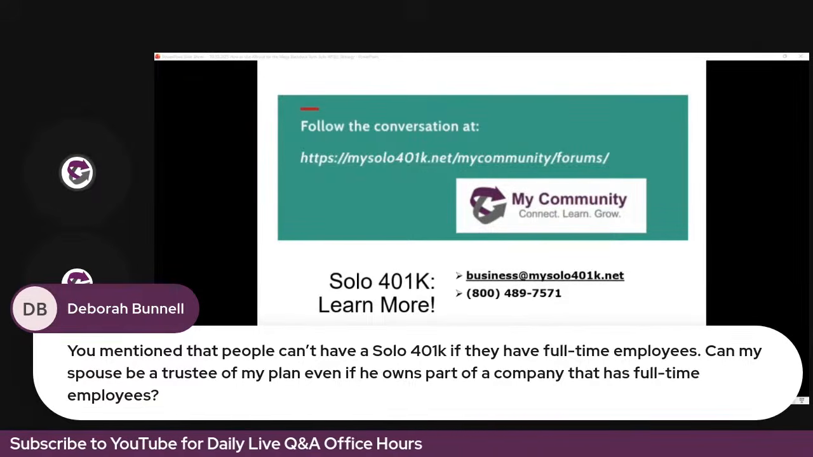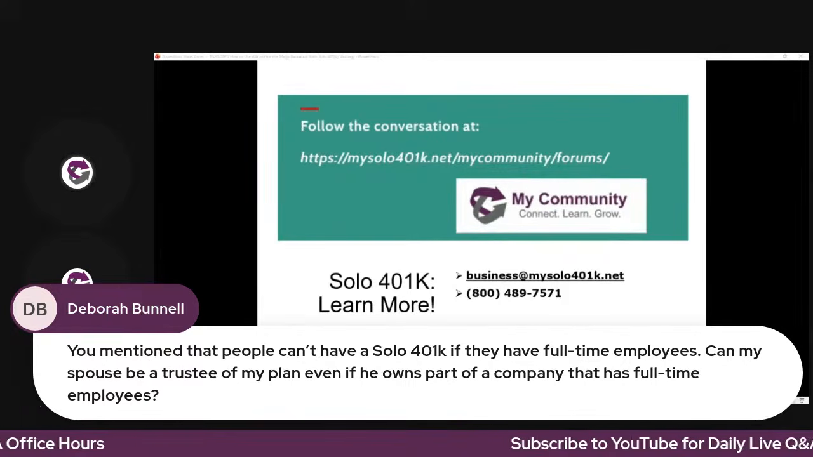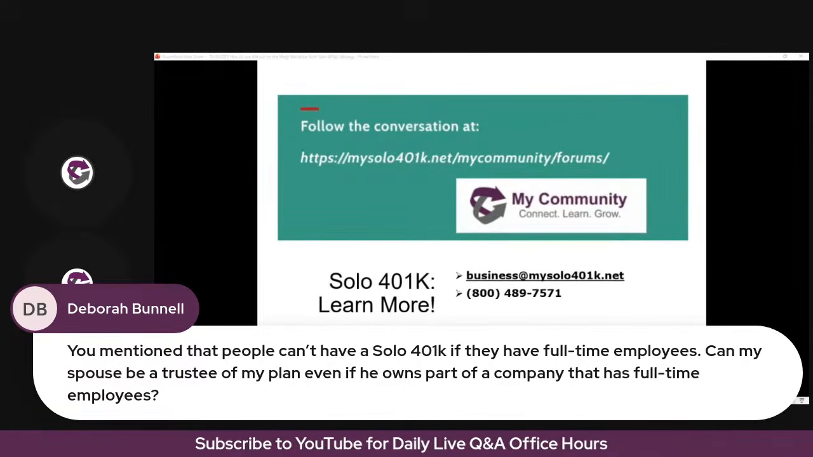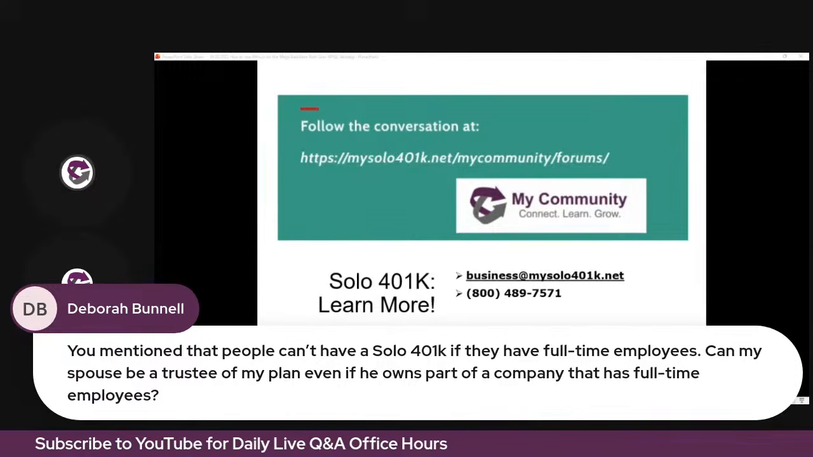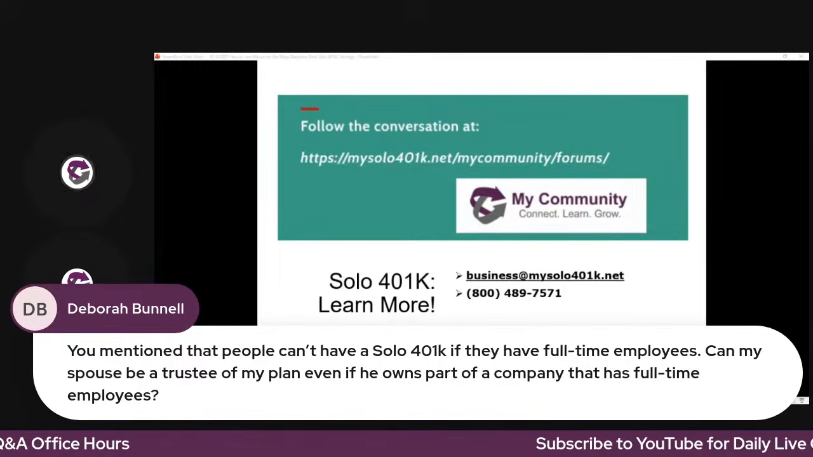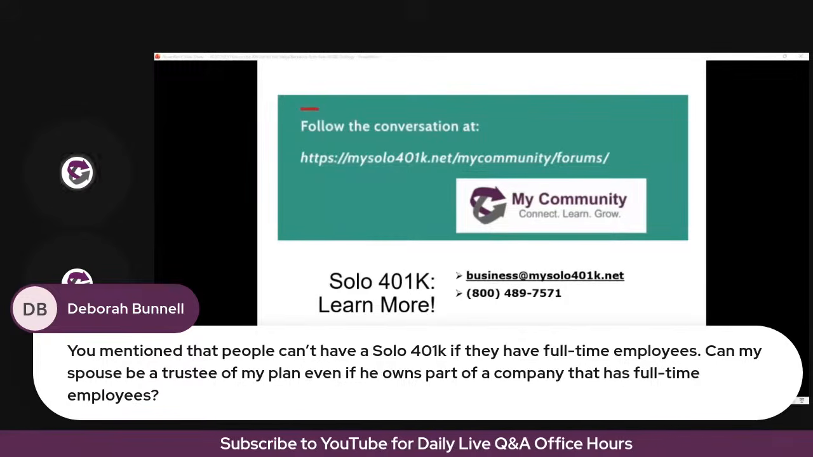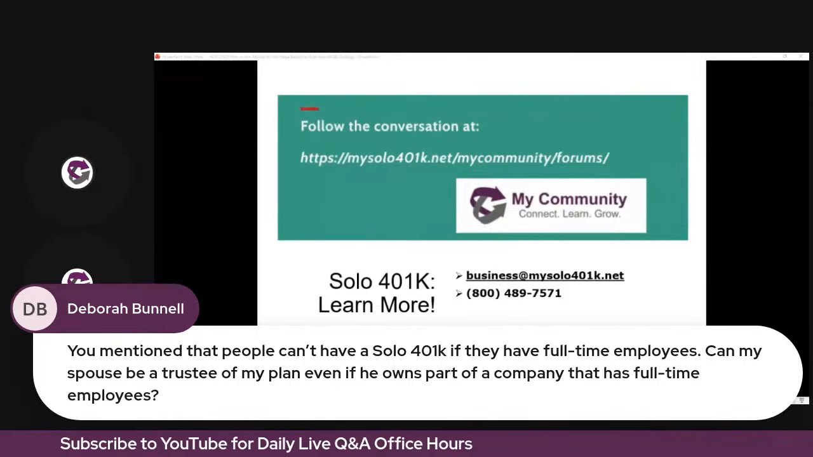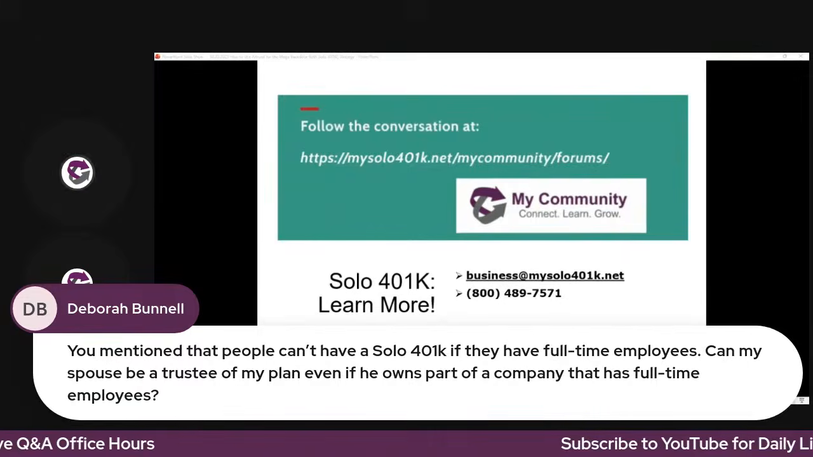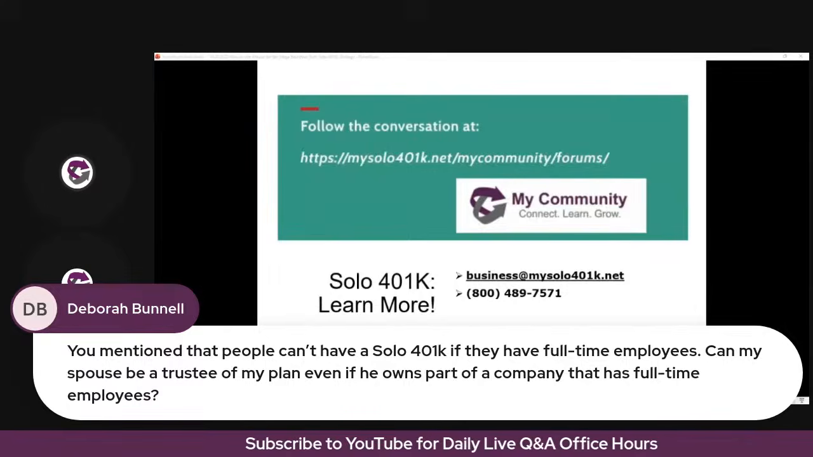So if those two businesses either constitute a controlled group or an affiliated service group, then the spouse will not be able to maintain a solo 401k because those non-owner employees that are working for the other business, if those two businesses constitute an affiliated service group or a control group, will be considered employees for purposes of any plan sponsored by the first business that doesn't have any direct employees, for purposes of analyzing whether they'd be eligible to set up a solo 401k.